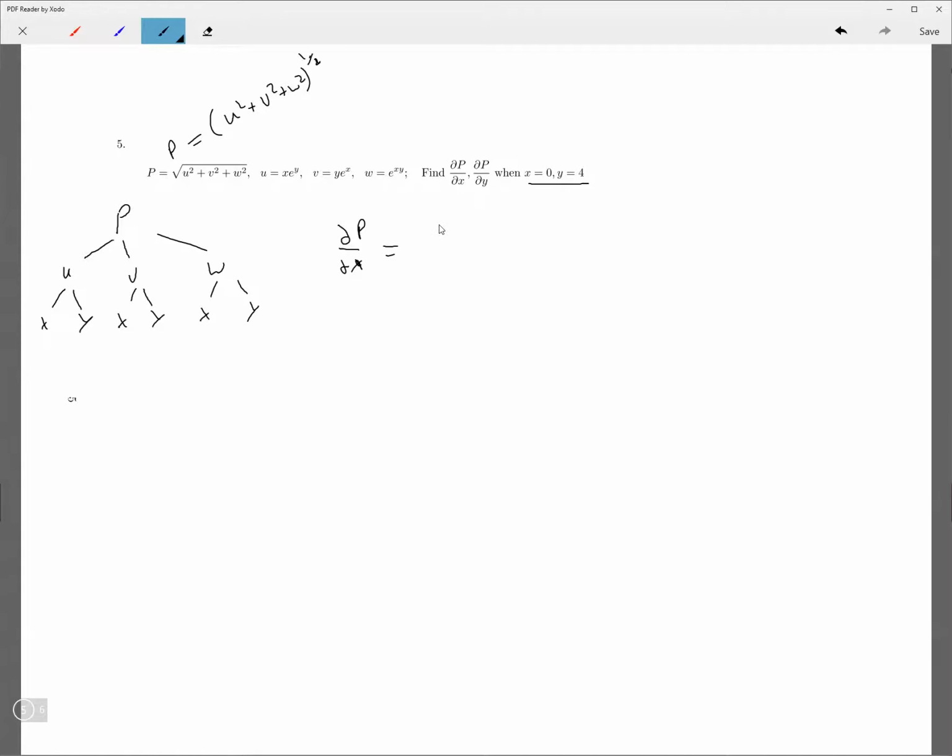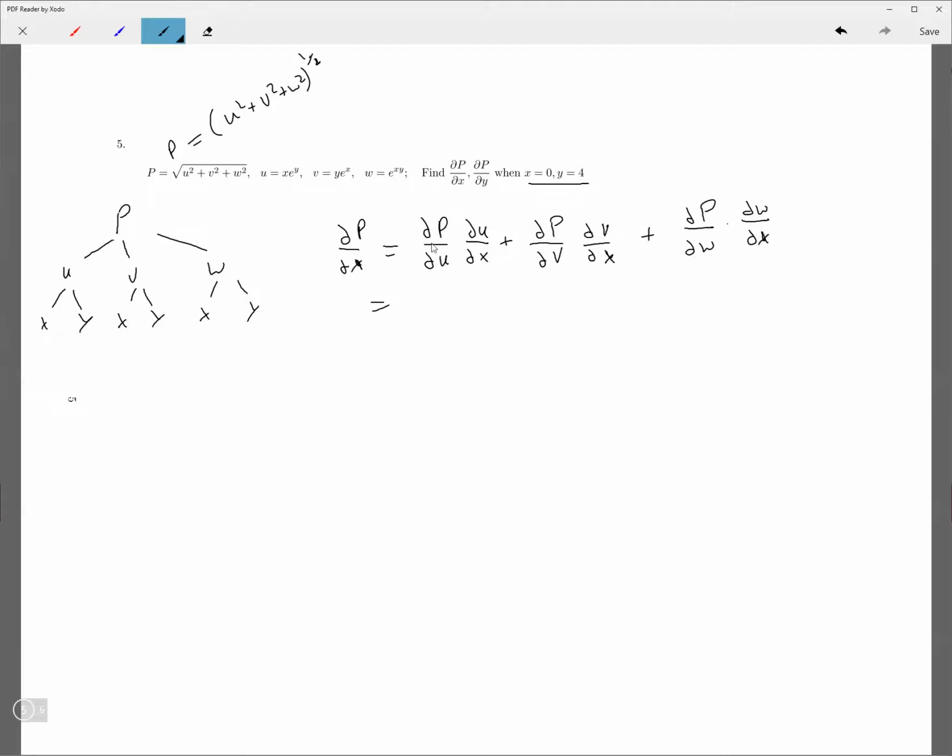It's the formula for that one. You take all paths from P down to x. There's 3 different ways, right? It's going to be dp/du times du/dx, plus dp/dv times dv/dx, plus dp/dw times dw/dx.